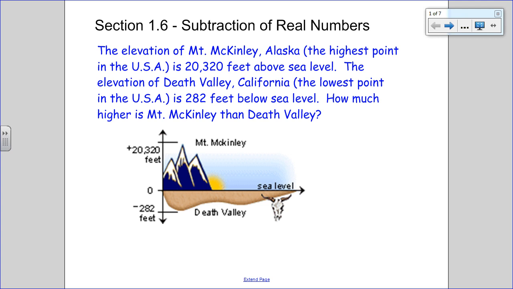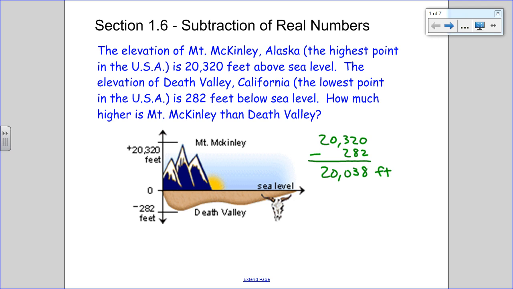Now, a common incorrect answer to this problem is arrived at by simply subtracting the numbers 20,320 minus 282. And it's reasonable to understand that this problem involves subtraction because we're comparing the heights of these two places, Mount McKinley and Death Valley. However, if we subtract these numbers this way, 20,320 minus 282, we obtain the answer 20,038 feet.